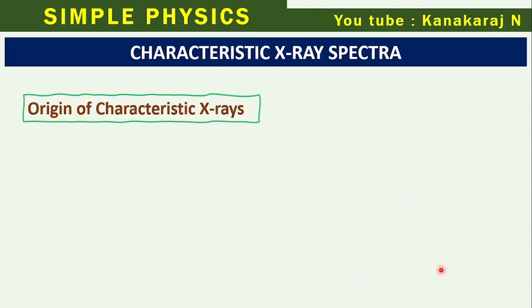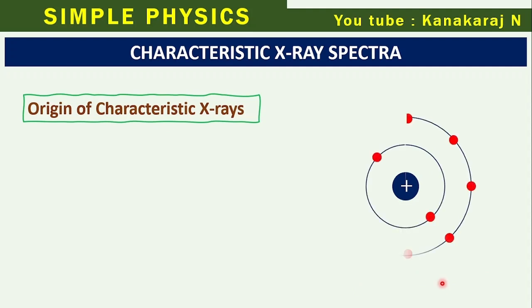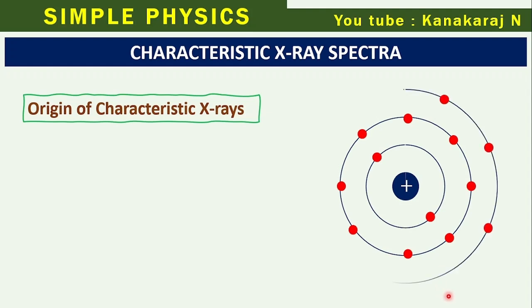Origin of characteristic X-rays. This is the nucleus, the first orbit with 2 electrons, the second orbit with 8 electrons, and the third orbit with a few electrons. The first orbit is called the K shell, the second orbit is called the L shell, and the third orbit is called the M shell.